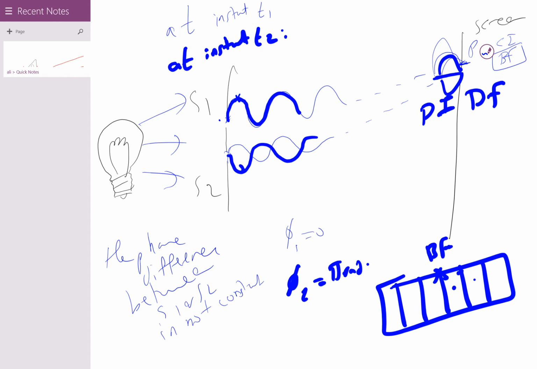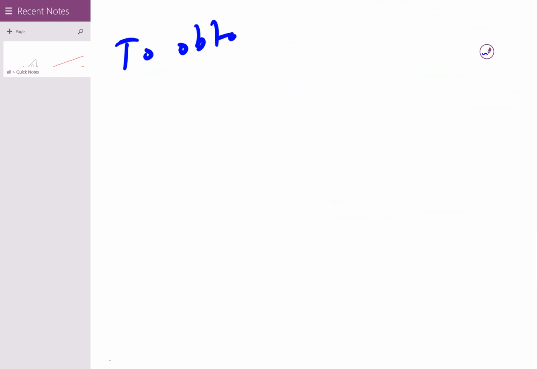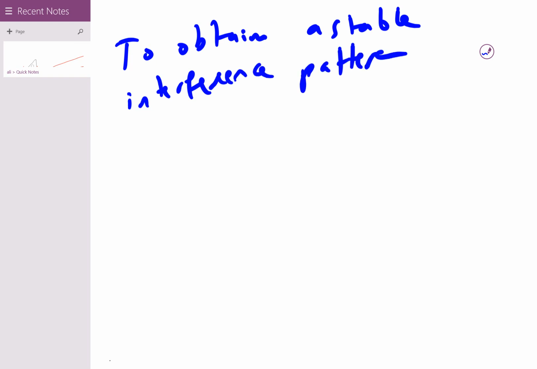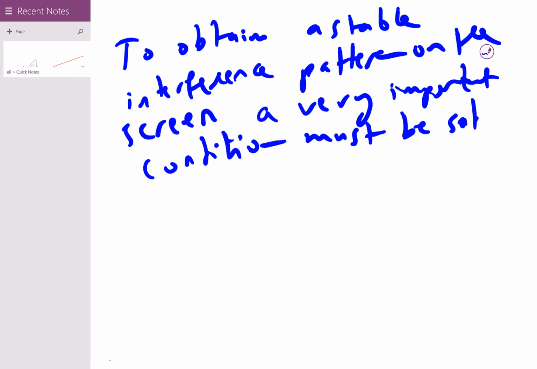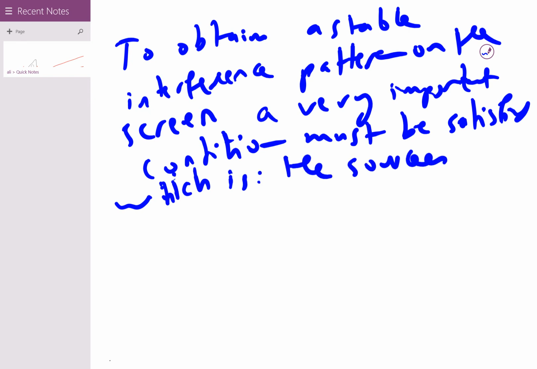Therefore, as a conclusion and as a closure, to obtain a stable interference pattern on the screen, a very important condition must be satisfied, which is that the two sources S1 and S2 must be coherent.